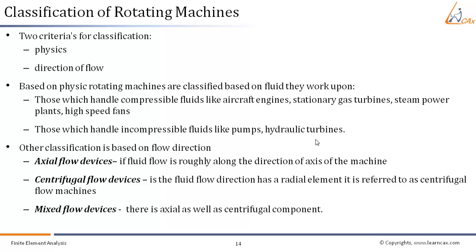Based on flow direction, there are three particular types. First is axial flow device. If the fluid flow through the device is roughly along the direction of the axis of the machine, these are known as axial flow devices. Second is centrifugal flow devices, in which the flow direction has a radial element and it is referred to as centrifugal flow machines. And then there are mixed flow devices wherein there is an axial as well as a centrifugal component of the velocities of the working fluid.